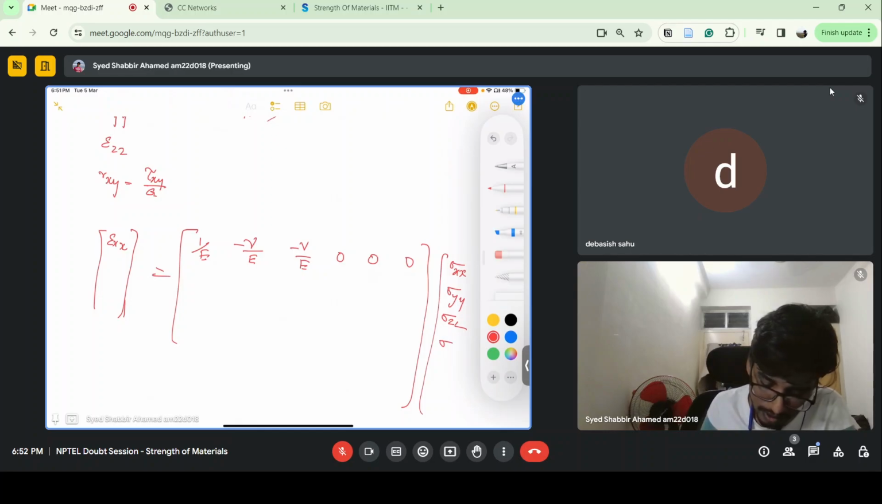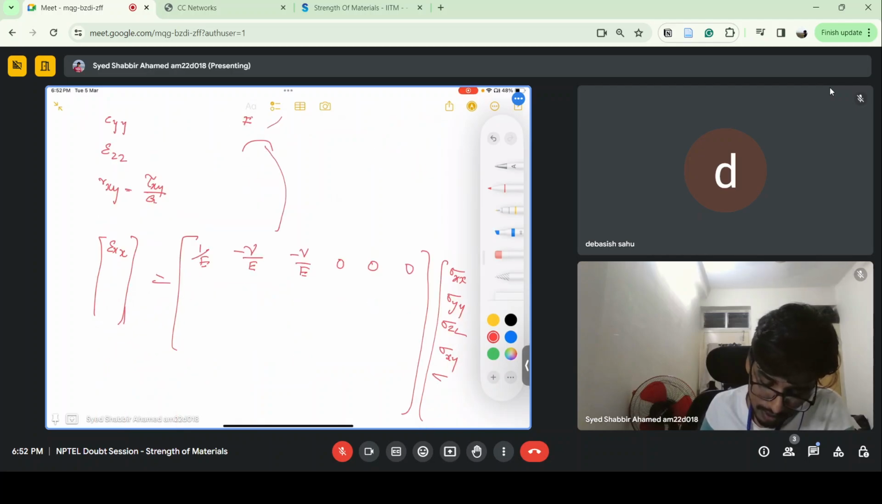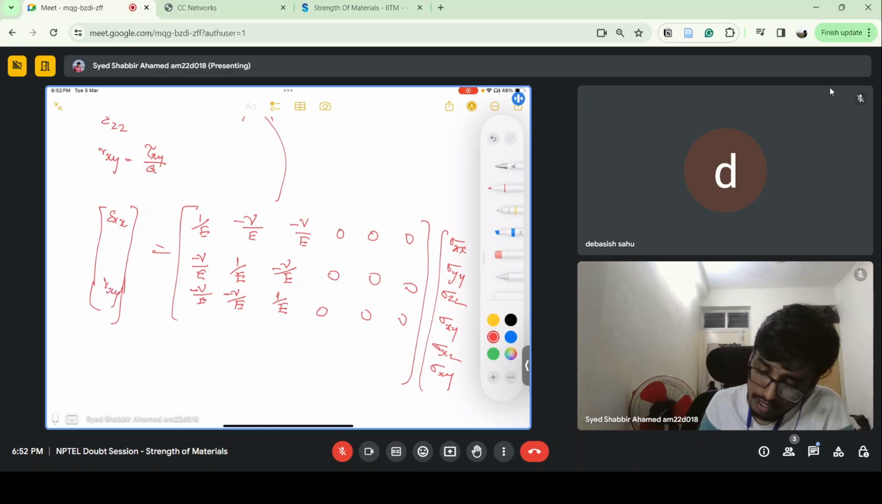This is for an isotropic material, okay? So if you multiply this with this, you will get this relationship. If you multiply with this, you get this relationship. This one. For this also you have something like this. And for gamma xy, you will have something like this, 1 by G.